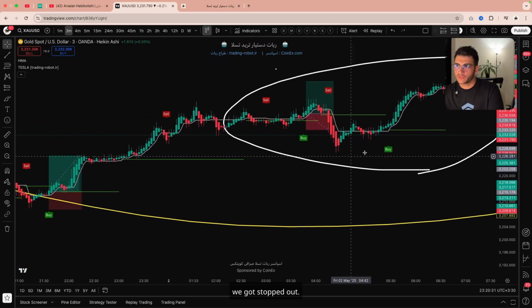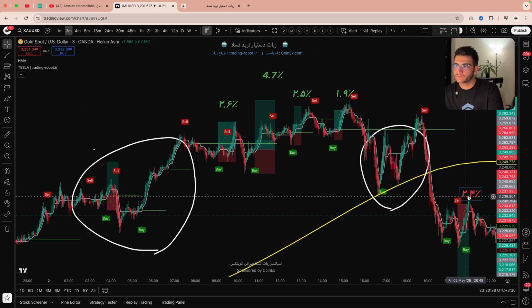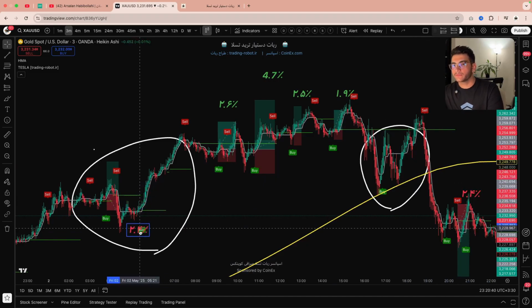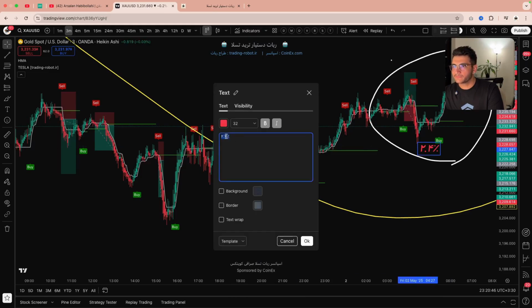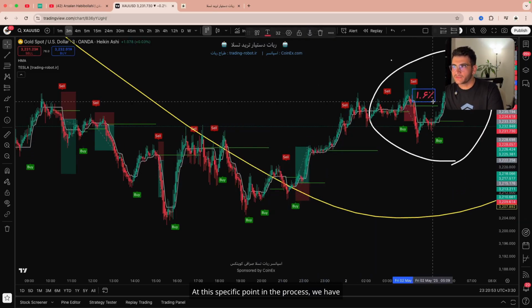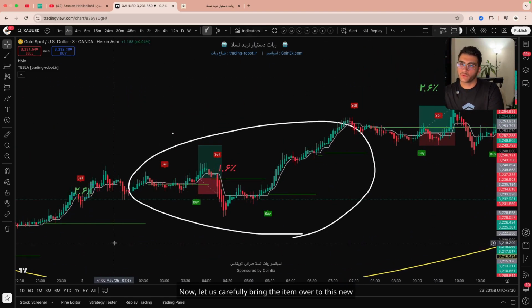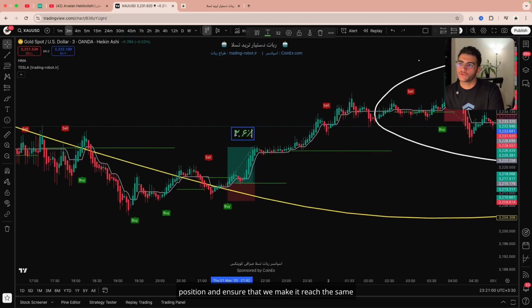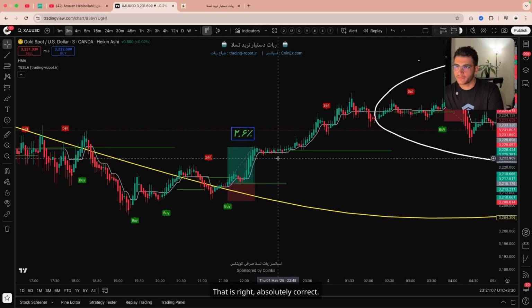Here, we didn't hit these two. We got stopped out. Getting stopped out is part of the game. You have to take your stops. Here. 1.6 tenths. At this specific point, we have successfully hit our intended target of exactly 3.5. Now let us bring it over to this new position and make it reach the same value of 3.5 once again to maintain consistency. That is right, absolutely correct.